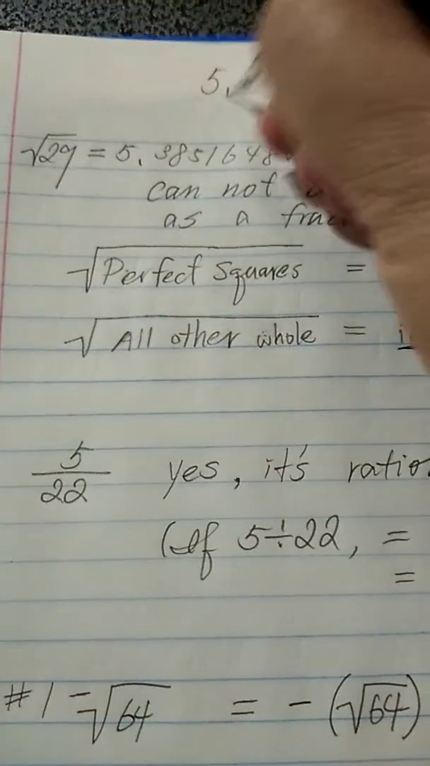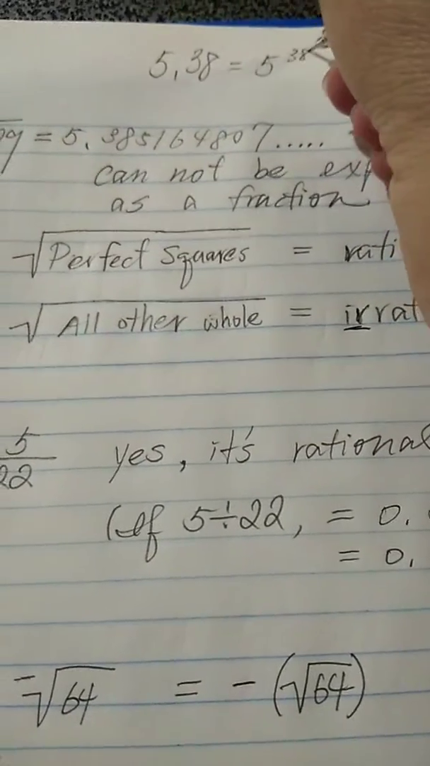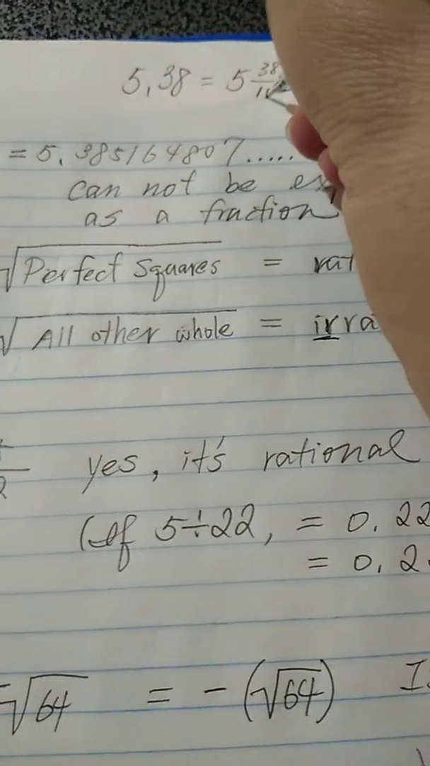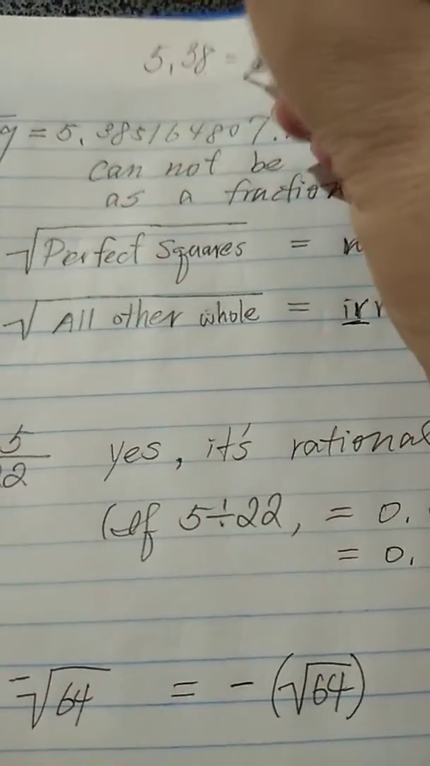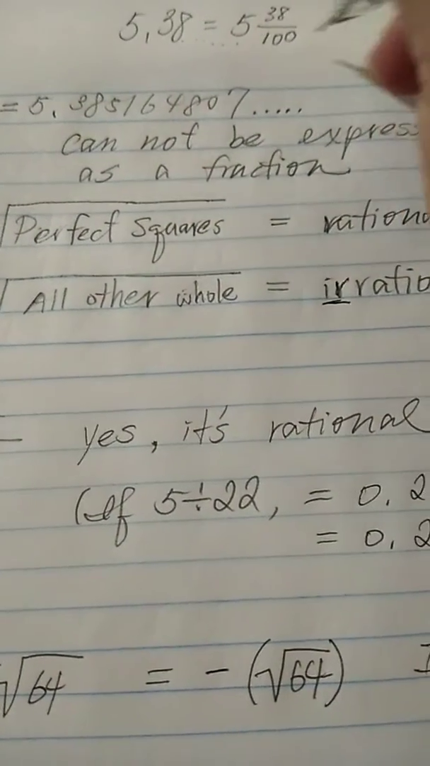If you had 5.38, you can express that as 5 and 38 over, and then you just have to count. There are two places, so this is 1 with 2 zeros out of 100. But if this keeps going, then you don't know what goes here anymore. You cannot determine the denominator, so you cannot write it as a fraction.